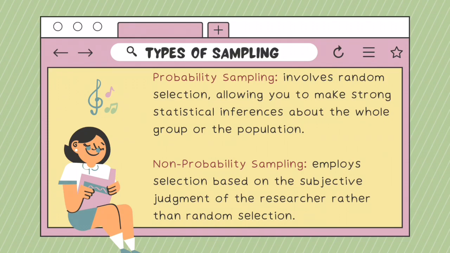Non-probability sampling. This employs selection based on the subjective judgment of the researcher rather than random selection. This sampling method depends heavily on the expertise of the researchers. Unlike probability sampling, characteristics being studied are the basis for selecting the sample. It is carried out by observation, which is why it is widely used in qualitative research.